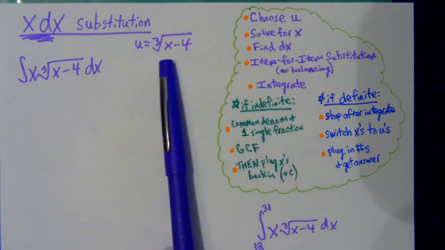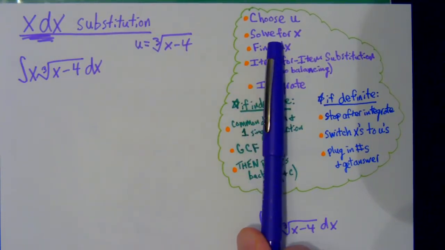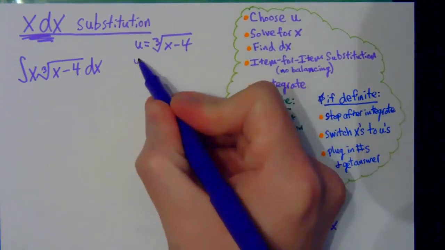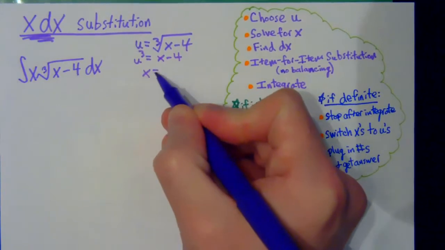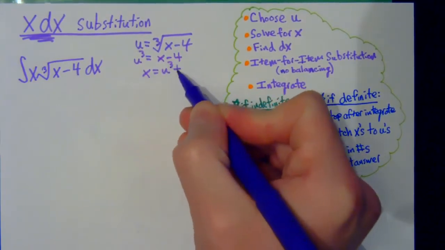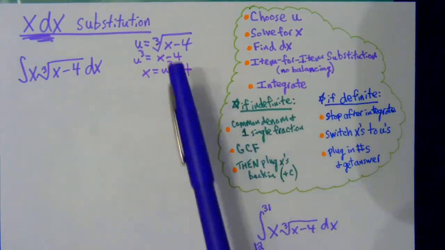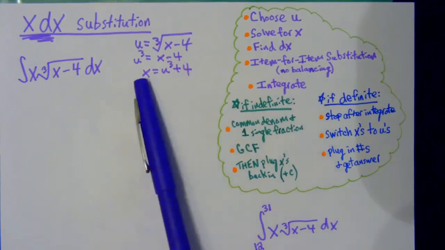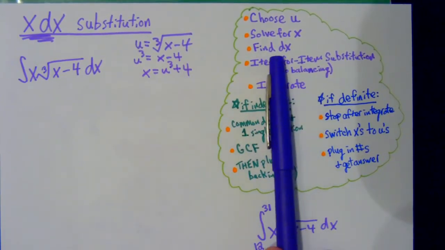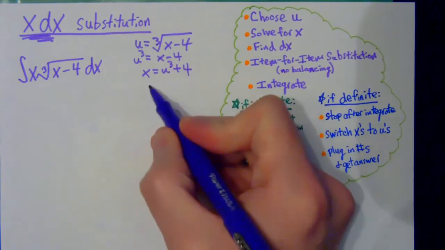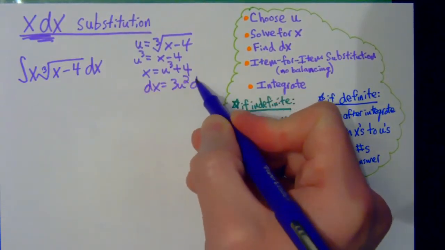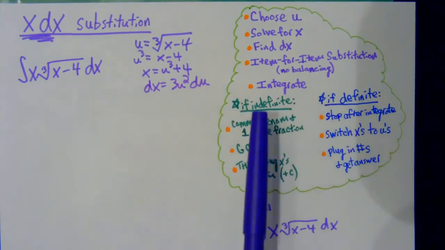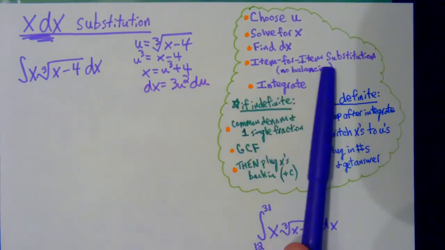And this time we're not taking the derivative right away, we're going to solve it for x. So I'm going to cube both sides, and I'm going to move the 4 over. You just have to follow those steps. So we choose u, let it equal the whole radical part, solve it for x, get the x equal something, and now we're going to take the derivative. Let's find the dx. So I'll take the derivative of this, tag on the du, and then the next thing we're going to do is item for item substitution.